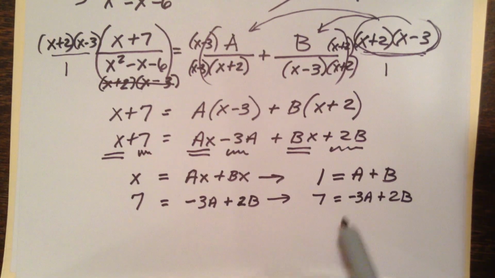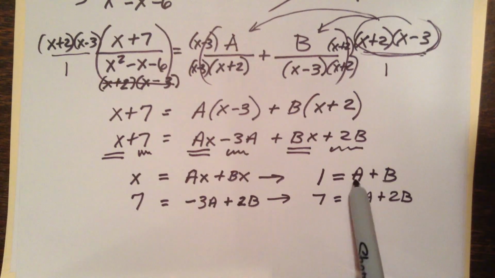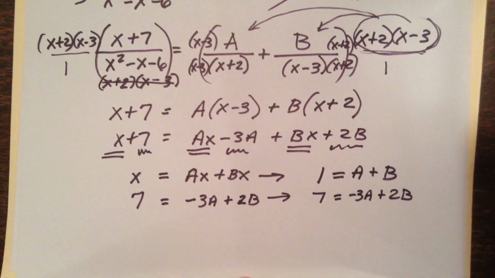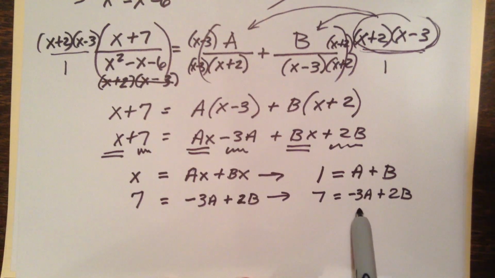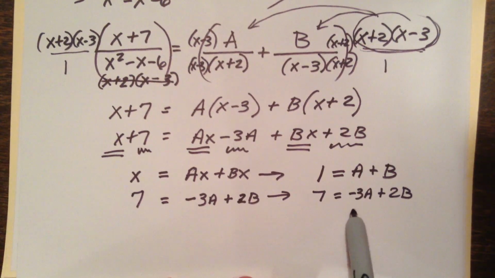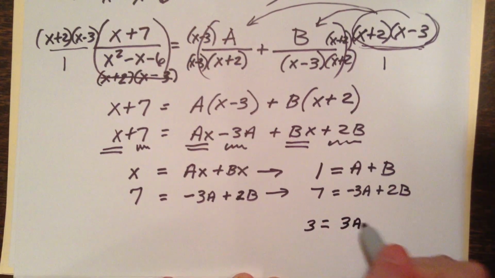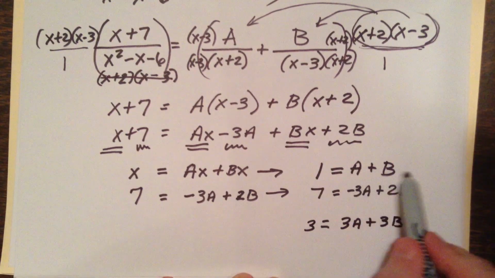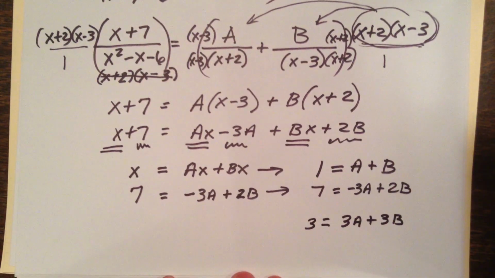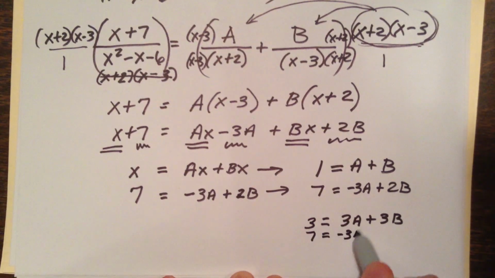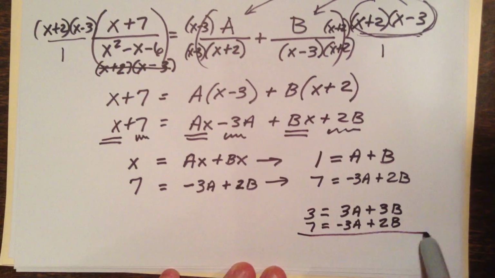In order to eliminate a, I need the same number in front of a in each one of these, but a different sign. So what would I need to multiply that top equation by so that I'd have the same constant in front of a? I think you could see that would be 3. So that would be 3 is equal to 3a plus 3b. I've taken the first line and multiplied that whole thing by 3. And now I'm just going to rewrite the second line, just so it's easier for you to follow. And then I'm going to add these two equations.